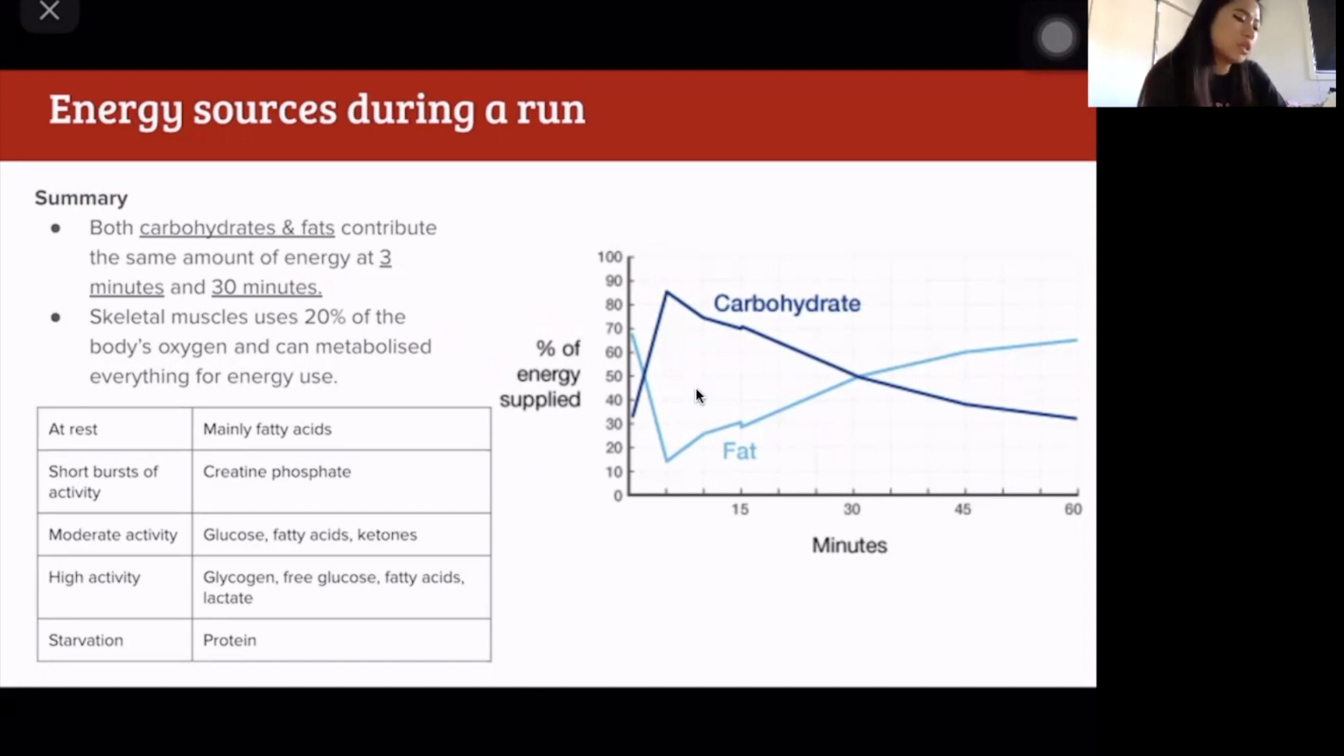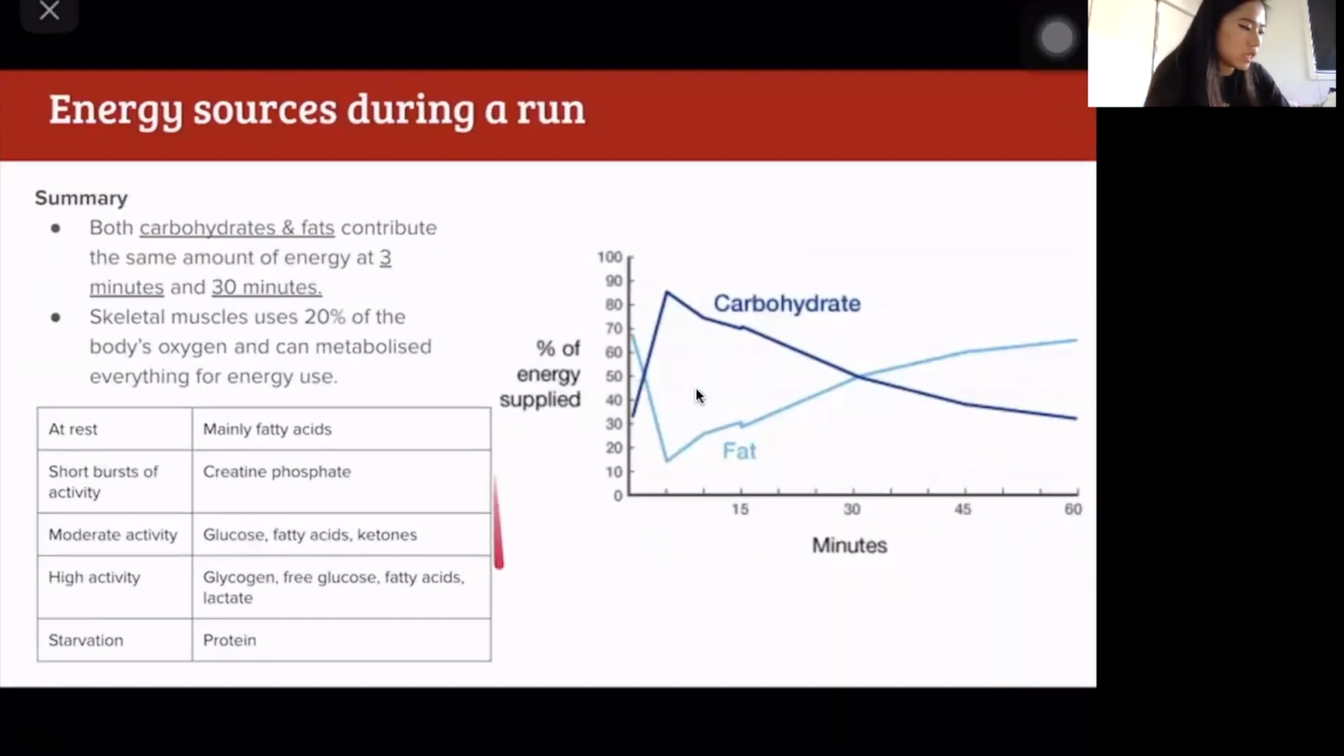So this is a pretty important diagram, and some important points to note is that both carbs and fat contribute the same amount at 3 minutes and 30 minutes. So that's here and that's here. Just something to remember. And skeletal muscle uses 20% of the body's oxygen. It can pretty much metabolize anything to use for energy during the run. And this table is perhaps the most important.